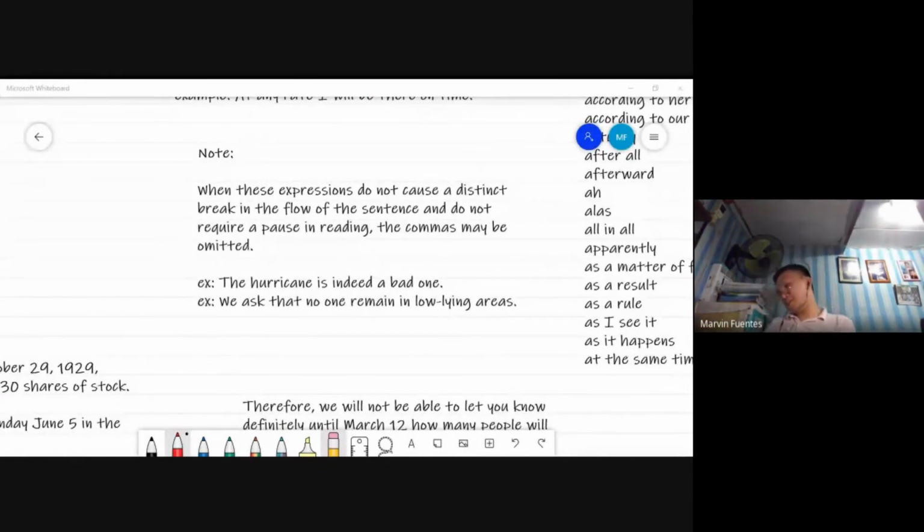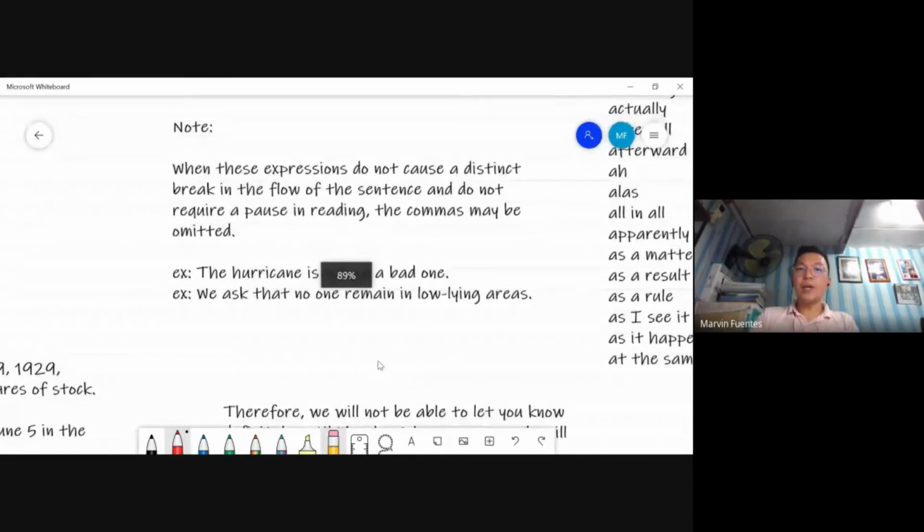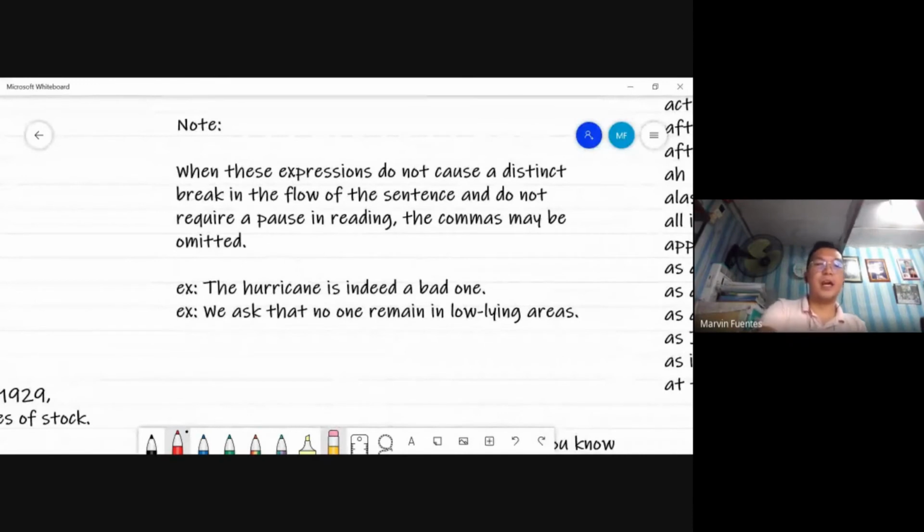Now, eto, na-confuse kayo dito. Therefore, we will not be able to let you know definitely until March 12 how many people will attend. Class, in terms of parenthetical expression, merong isang exemption. When we say that there is an emphasis or importance, ipasok na natin yung tinatawag na essential and non-essential, or kailangan at hindi kailangan, class. How are you going to understand this specific example?